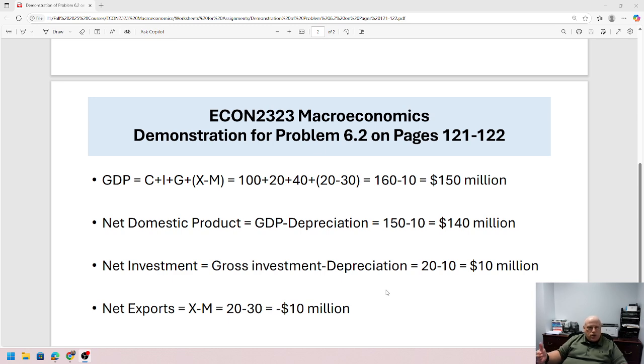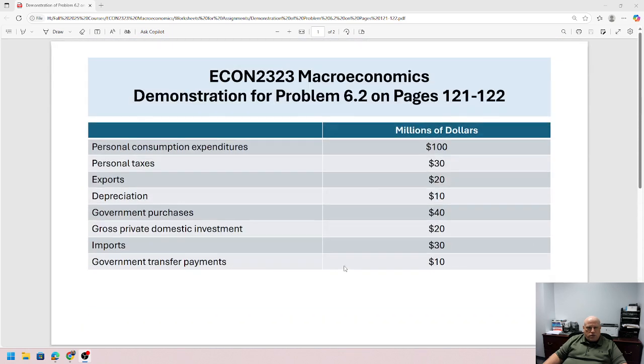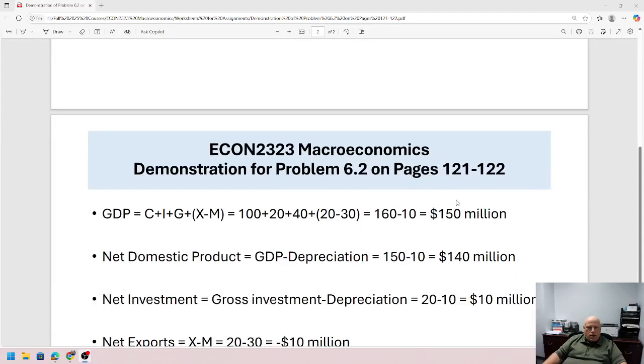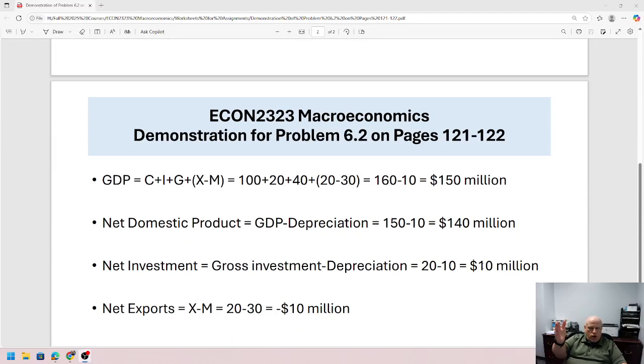Then the net domestic product is simply your GDP value that you just calculated minus depreciation. So in our case, it would be $150 million minus the $10 million in depreciation. Of course, you have to go back and look at slide 1 that shows the table, all those numbers that I made up for this particular example. So depreciation in this case is $10 million. So you just take your 150 million GDP value minus the $10 million depreciation, and you would end up with $140 million for net domestic product, okay?